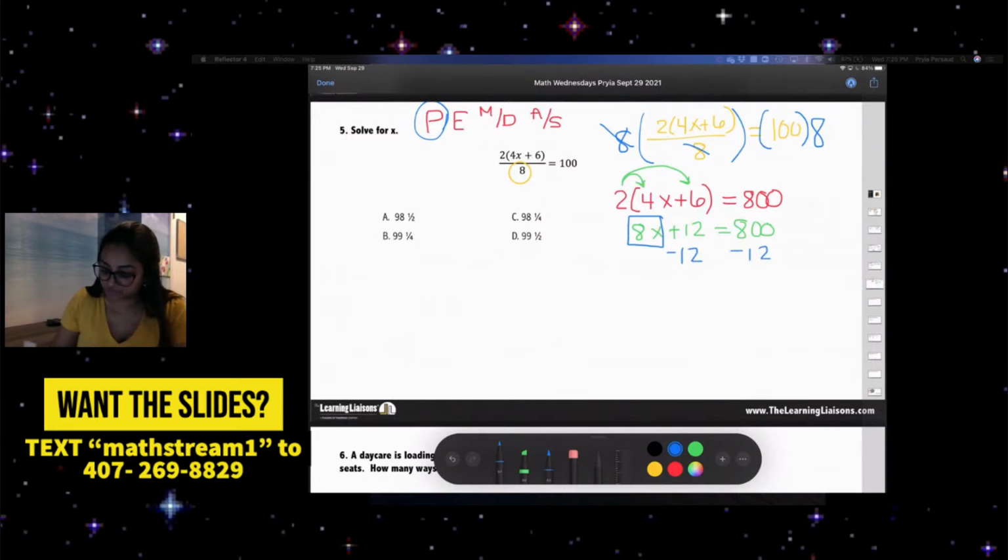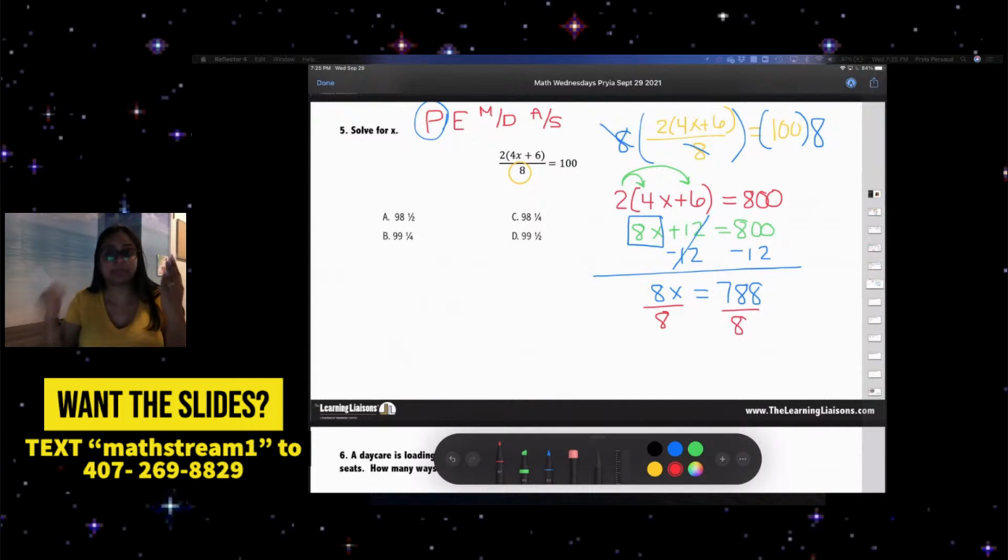Subtract both sides by 12, and let's keep going. Well, I still have 8x over here, and 800 minus 12 is going to give me 788. I'm not done yet. I still need to know what x is, so let's keep going. Well, I'm going to divide both sides by 8, because remember, my 8 and my x are mushed up next to each other, which means I have to do the opposite operation, which is divide both sides by 8, and what do we get? Well, 788 divided by 8 is going to give us 98.5.